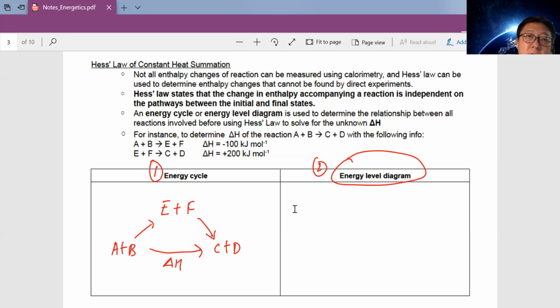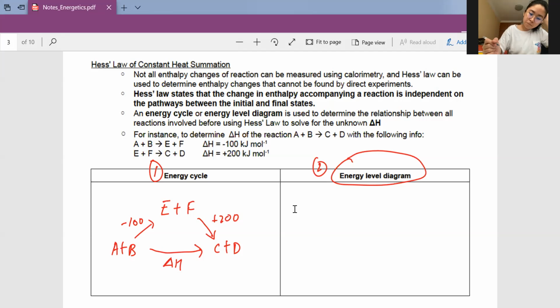So I can insert in minus 100 and then positive 200. Finish. Now positioning is a skill, that's why you need to practice energy cycles. Start from somewhere, then the rest of the equations will build the energy cycle. Make sure they close up. Eventually, the whole cycle will close up.